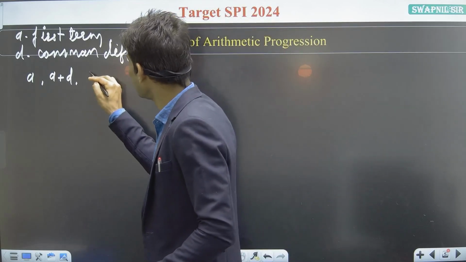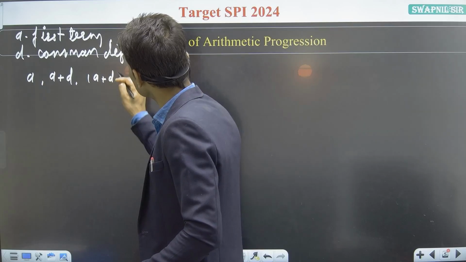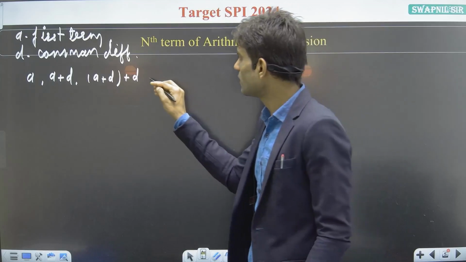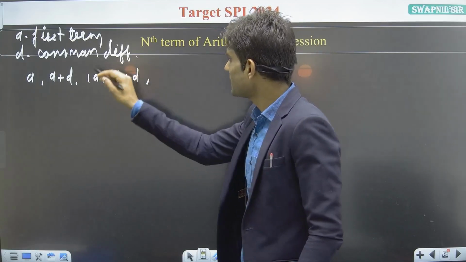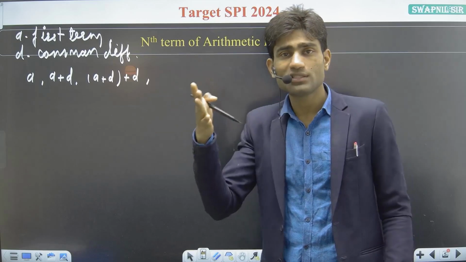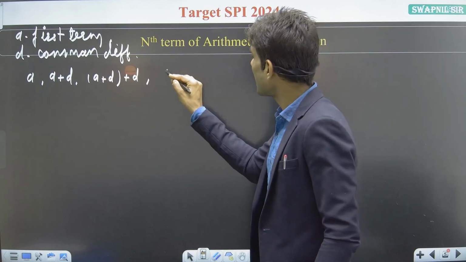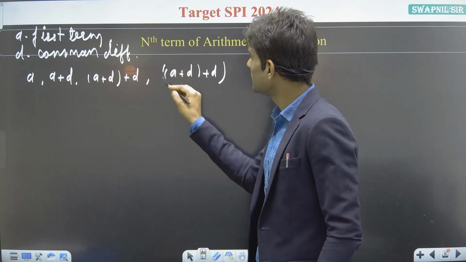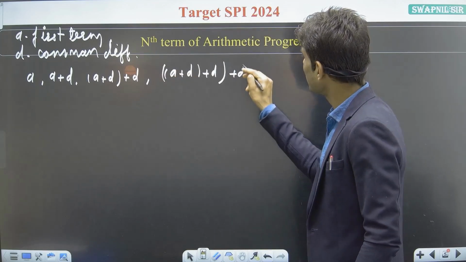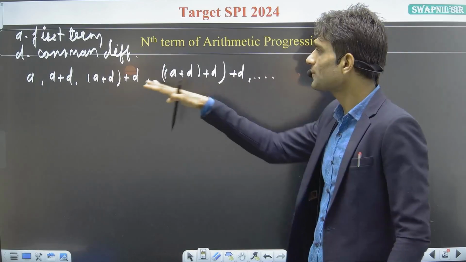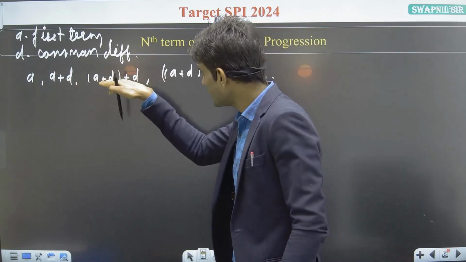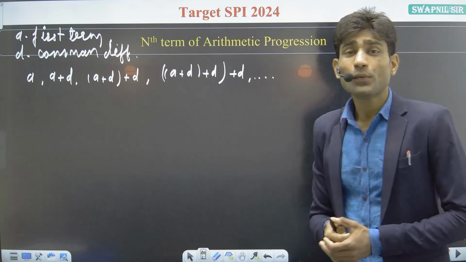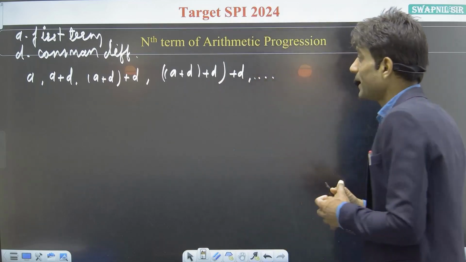We have the second term here, a plus d, and the common difference is d. Let's go for the fourth term: a plus d plus d again plus d. We get the fourth term. So we write a plus d plus d as the third term, and add one more common difference to it. So this is our first term, second term, third term, fourth term, and so on. These are the n terms present in our arithmetic progression.